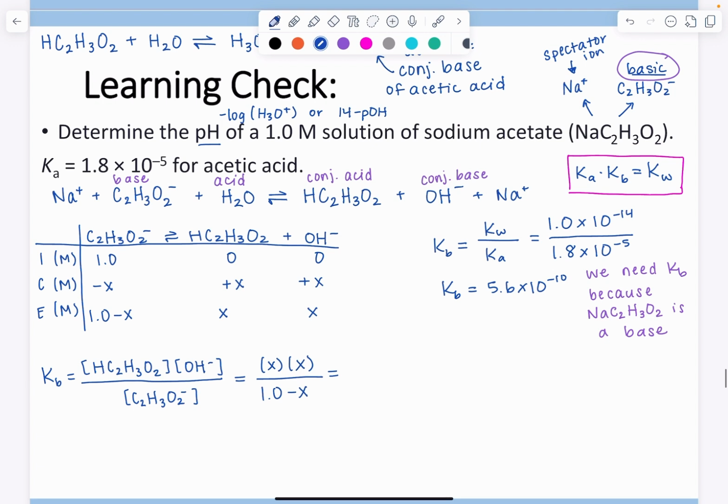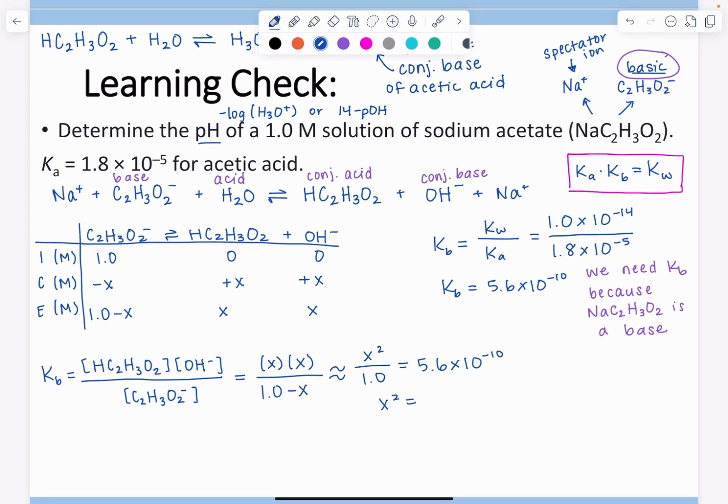Let's actually do this approximation first before we set it equal to Kb. This is a weak base situation, so we can simplify this to x squared over 1.0 because, again, x is going to be very small. We did this a few slides back. X is small, so if you subtract a really small number from 1, it's approximately 1, so we can simplify there. All right, let's say this is equal to 5.6 times 10 to the negative 10.